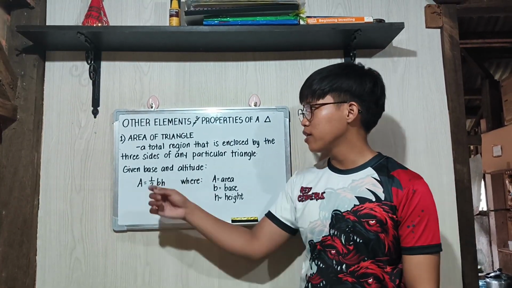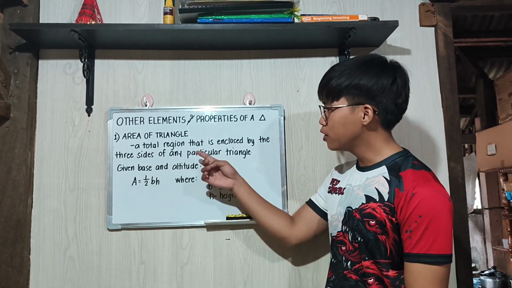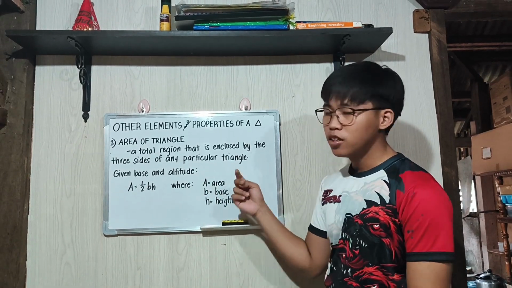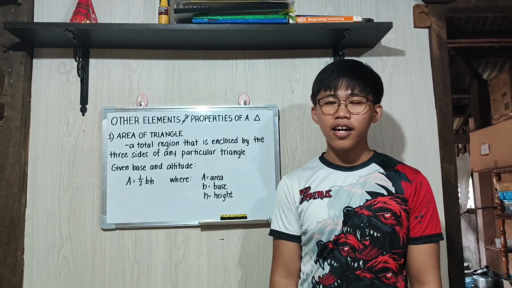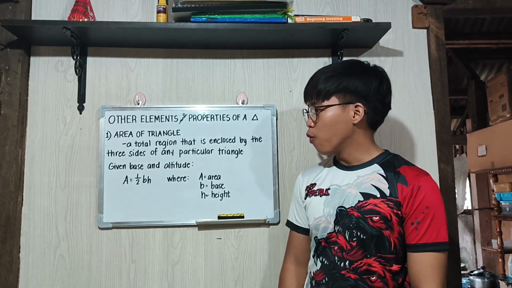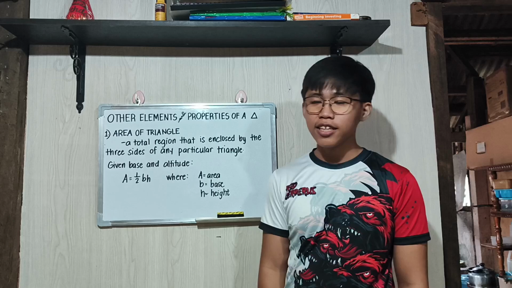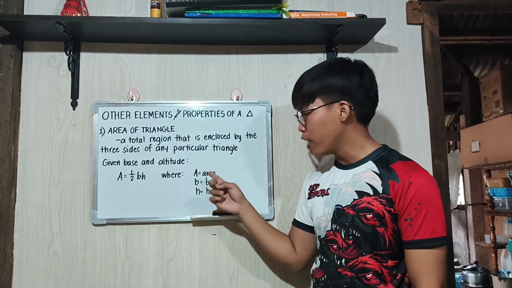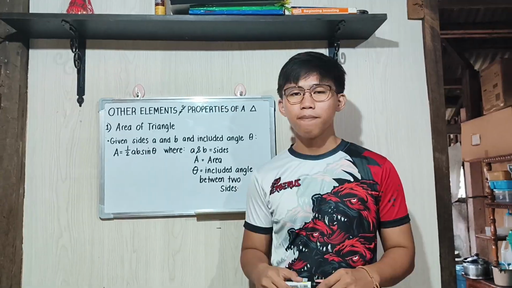So the first one is the area of a triangle. What is the area of a triangle? A total region that is enclosed by three sides of any particular triangle. There are many kinds of formulas that can get the area of a triangle. One of the examples is the base and the altitude, where area is 1/2 base times height, where A is equal to area, B is equal to base, and H is equal to height.